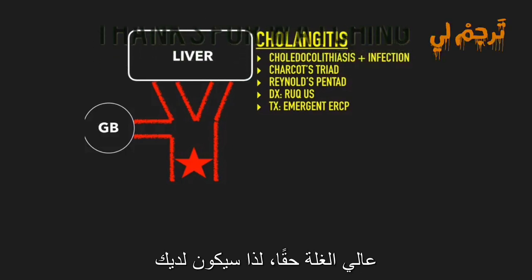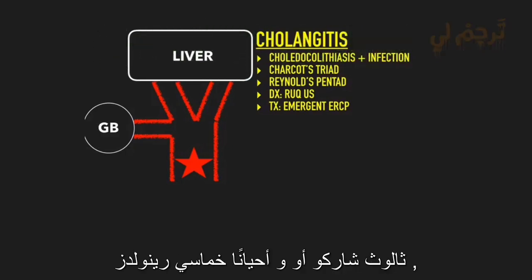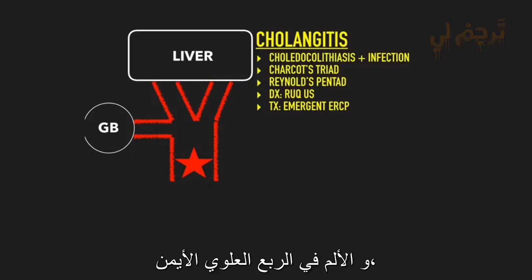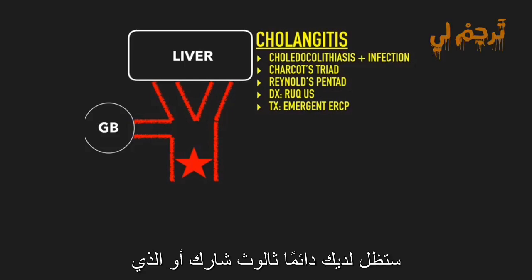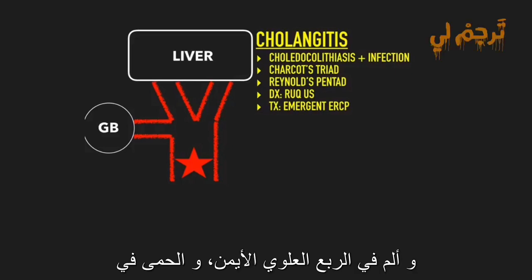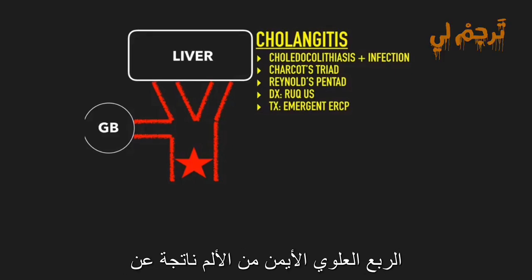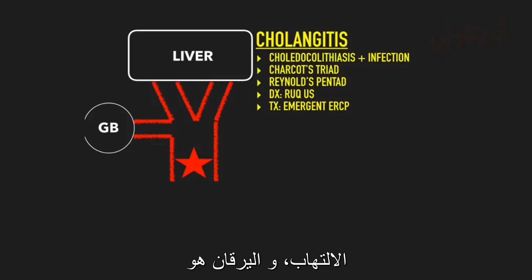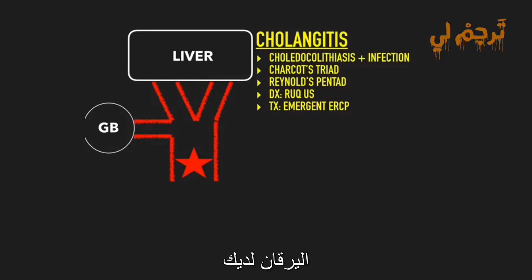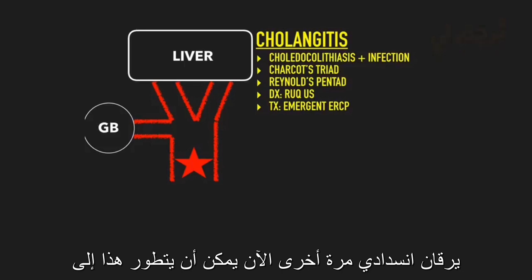So you will have Charcot's triad and occasionally Raynaud's pentad. Charcot's triad is fever, jaundice, and right upper quadrant pain. You're always going to have Charcot's triad. They're always going to give that to you on a physical exam. Fever, jaundice, and right upper quadrant pain. The fever and the right upper quadrant pain are from the inflammation, and the jaundice is for the same reason choledocholithiasis caused jaundice. You have an obstructive jaundice again.